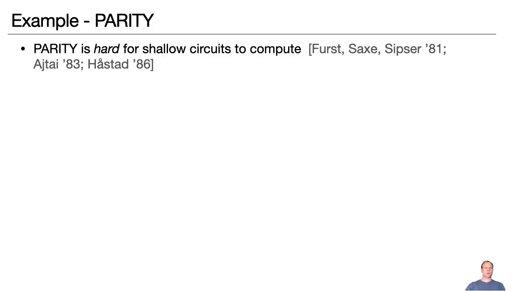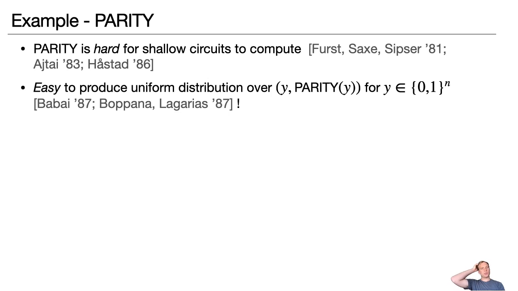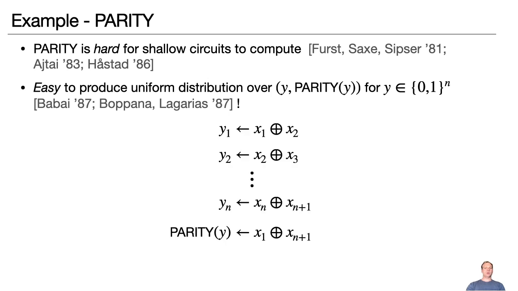Now, a standard example is the parity function. Parity is notorious as being a difficult function for shallow circuits to compute. However, I can do a similar task very easily. In particular, I can produce the uniform distribution over input-output pairs as follows. For each output bit, I'm simply going to XOR two of the consecutive random input bits and have them overlap in such a way that when I jointly XOR everything together, only the first and last input remain, and their XOR becomes the parity evaluation.